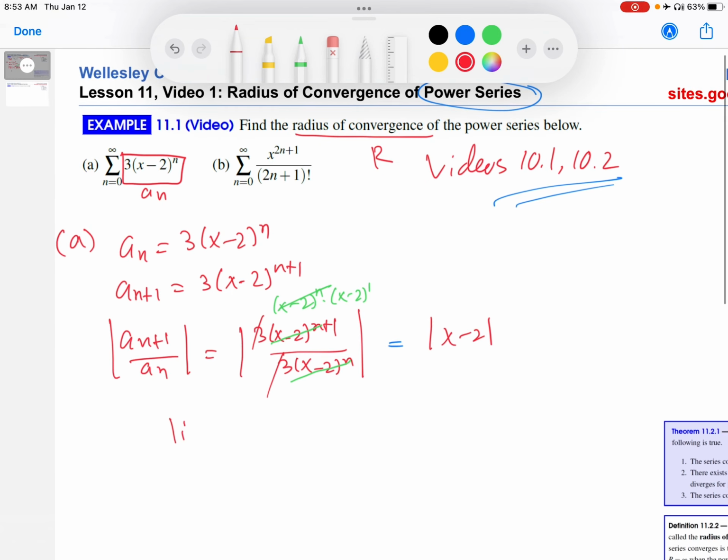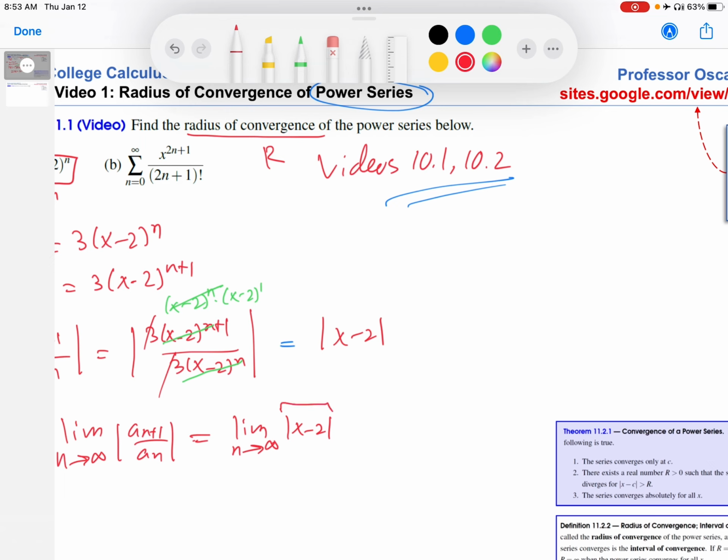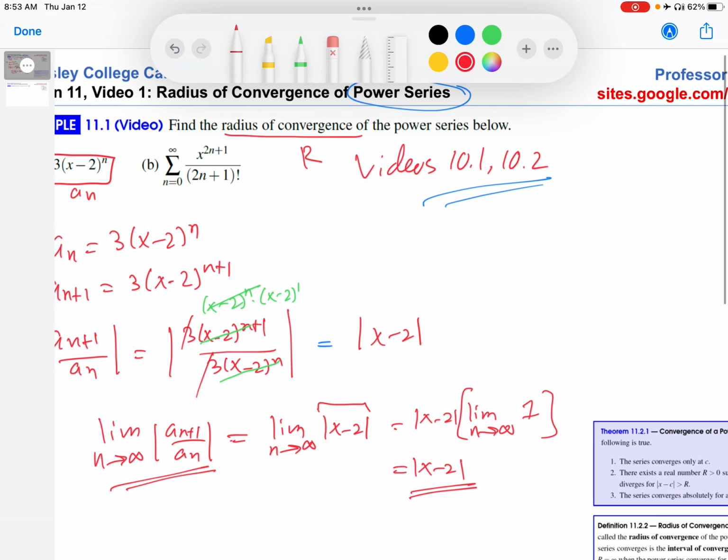Okay, and then the ratio test says, take the limit as n goes to infinity of the absolute value of the ratio of successive terms, which in this case is the absolute value of x minus 2. And notice that this thing does not involve an n. So it comes outside the limit. And we're taking the limit as n goes to infinity of 1, which is just 1. Like the function 1 just stays 1 as n goes to infinity. So the answer to the limit is the absolute value of x minus 2.